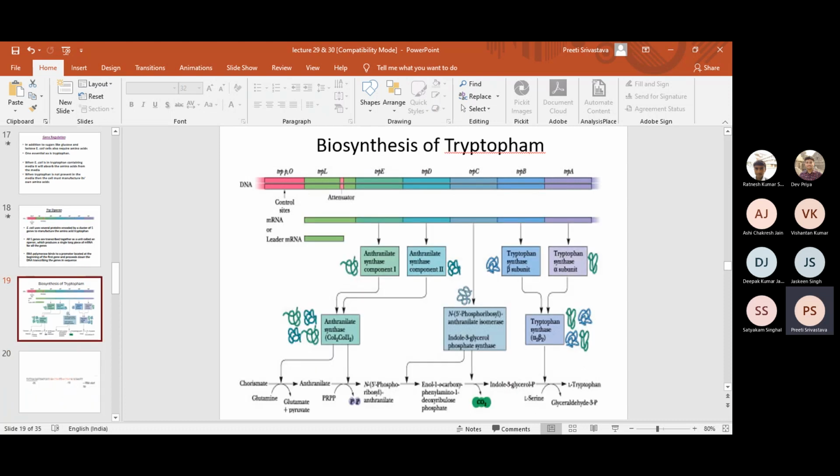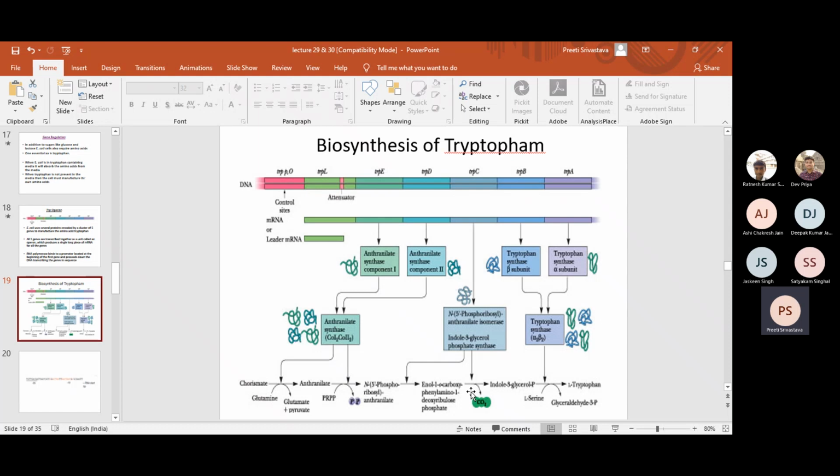The way it makes its own is the starting compound is chorismate. Chorismate is converted into anthranilate, and then after a series of reactions you see that L-tryptophan is formed. There are various enzymes involved which are tryptophan synthase, alpha subunit, beta subunit, anthranilate synthase, component 1, component 2. Likewise, all the 5 trp A, B, C, D, E encode for different enzymes which can lead to biosynthesis of tryptophan from the starting compound chorismate.